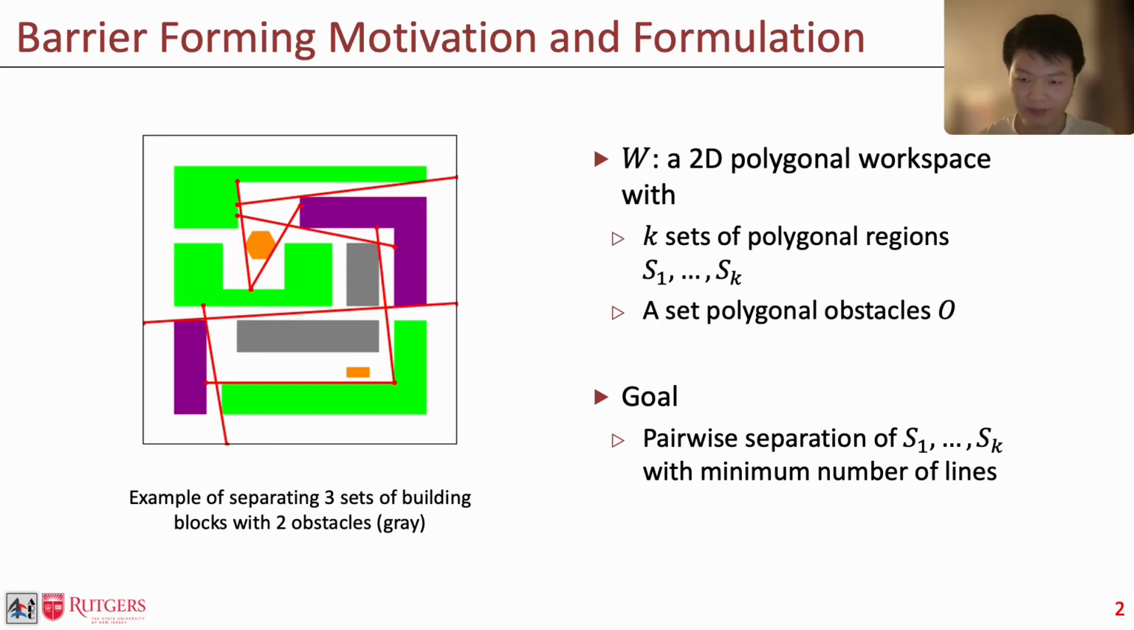To formally define the barrier forming problem, there is a 2D polygonal workspace containing k sets of polygonal regions, S1 to Sk, together with a set of polygonal obstacles. We are interested in finding the minimal number of straight-line barriers to separate S1 to Sk in a pairwise manner.